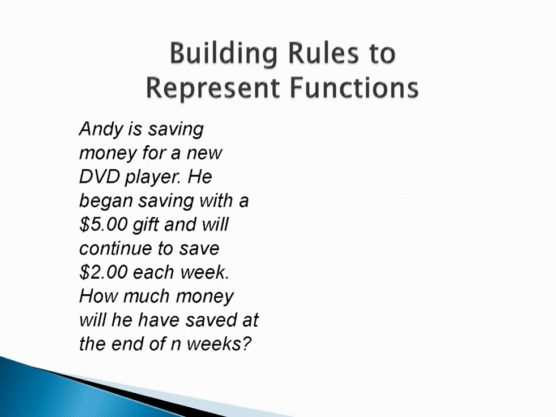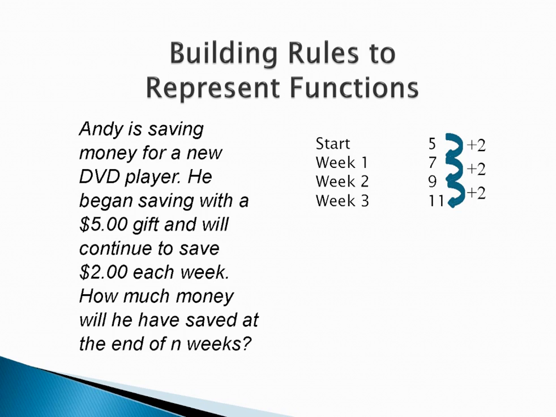Andy is saving money for a new DVD player. He began saving with a $5 gift and will continue to save $2 each week. How much money will he have saved at the end of N weeks? One possible solution strategy may be to organize the information into a table. Andy begins with $5. After 1 week, he will have $7. After 2 weeks, $9, and so on. Algebraic thinkers can look for patterns in such problems, like the fact that there is a common difference of 2. By noticing the change in numbers as constant, one can realize that the situation describes a linear function. Since the initial amount was $5 and the change is $2, after N weeks, Andy will have saved $5 + $2N.